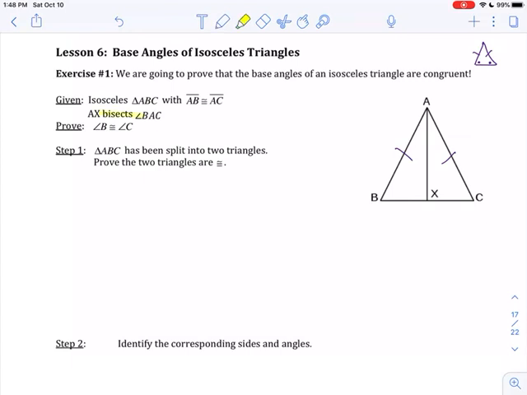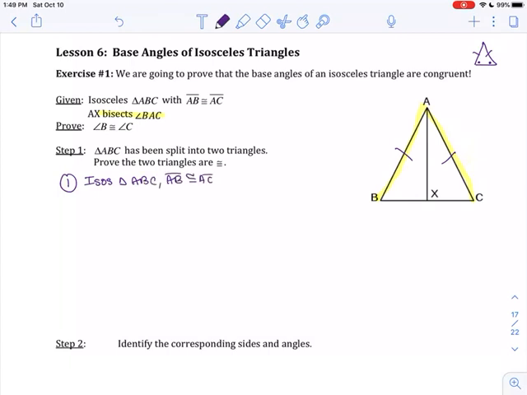So in the first example, given isosceles triangle ABC with AB congruent to AC and AX bisects angle BAC. So I'm taking angle BAC and I'm bisecting it. I want to prove that angle B is congruent to angle C. Step 1 is to prove that the triangles are going to be congruent to each other. So basically triangle ABC has been split into two triangles. The outermost triangle ABC is isosceles, but that line AX is dividing it into two triangles, and we're going to prove those two triangles are congruent to each other.